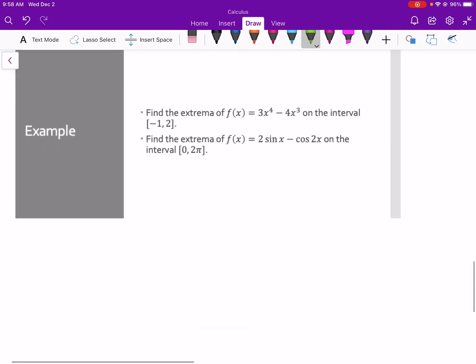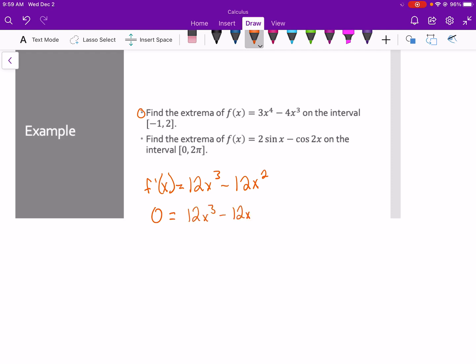So I'm going to look at this first example here. Find the extrema of f of x equals 3x to the 4th minus 4x cubed on the interval -1 to 2. So my first step is going to be finding the derivative. So the derivative here is 12x cubed minus 12x squared. I want to find where that derivative is equal to 0. So I'm going to set it equal to 0 and solve.